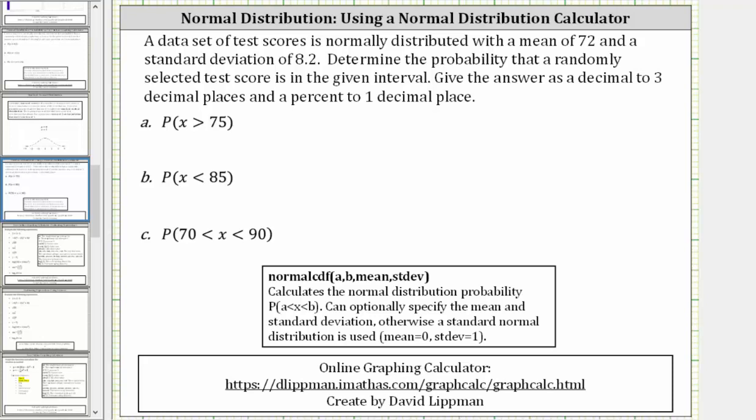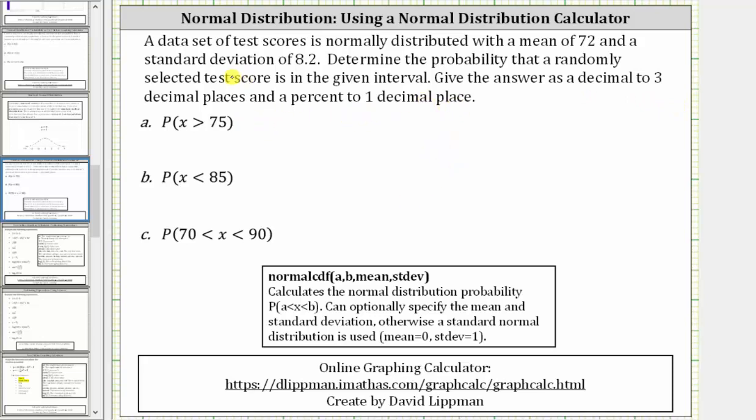This lesson will show how to use the free online graphing calculator linked below to determine normal distribution probabilities. A data set of test scores is normally distributed with a mean of 72 and a standard deviation of 8.2. Determine the probability that a randomly selected test score is in the given interval. Give the answer as a decimal to 3 decimal places and a percent to 1 decimal place.